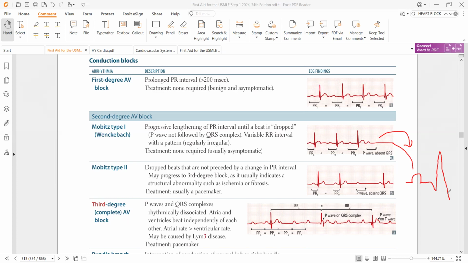because the causes of type 1 also include beta blockers, calcium channel blockers, these kinds of things.